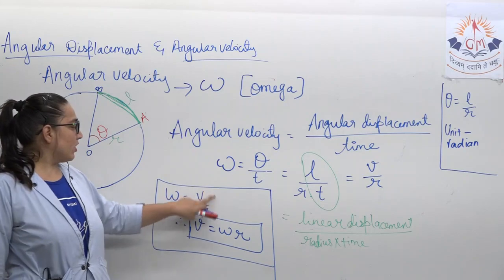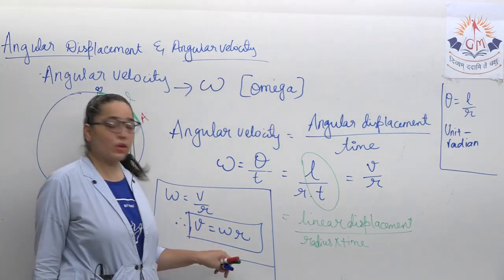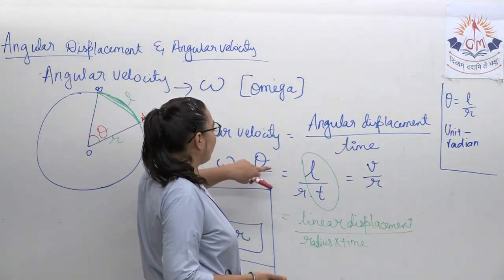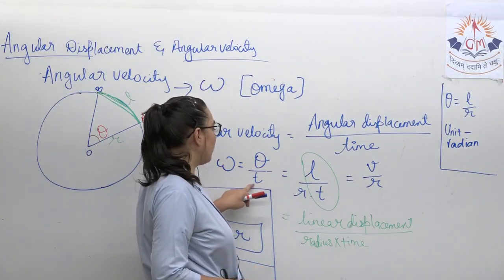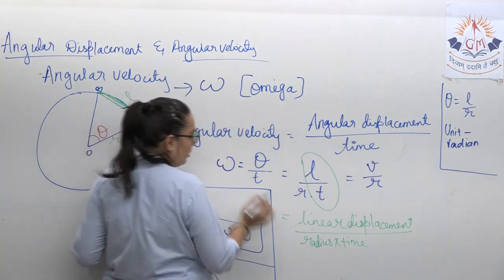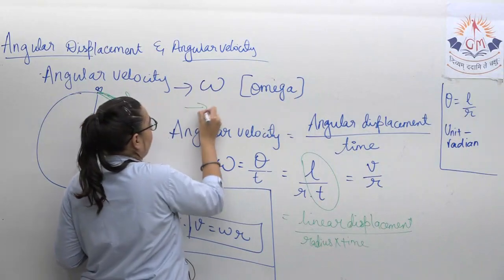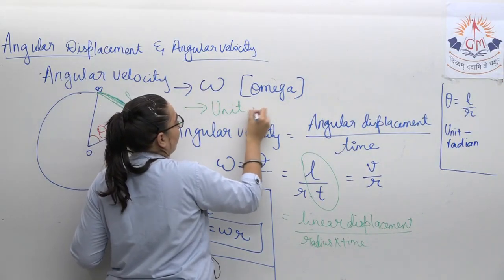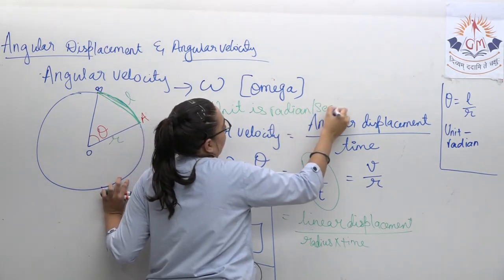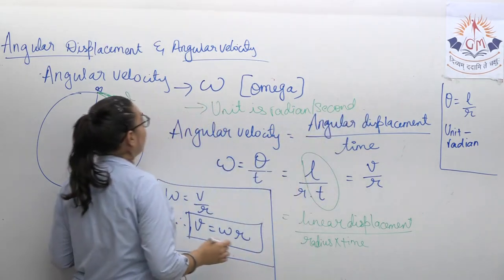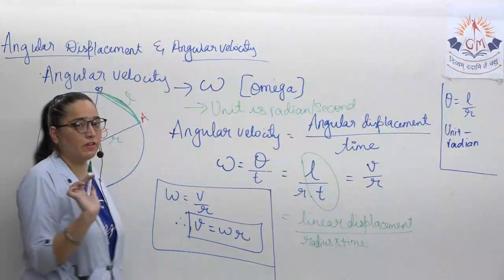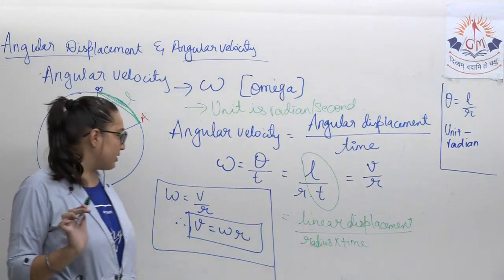Omega is equal to V by R, so V is equal to omega R. Now here the unit of theta is radian, while that of time is second. So the unit of angular velocity will be radian per second. That is going to be the unit of angular velocity. And this is all about the story of angular displacement and angular velocity.